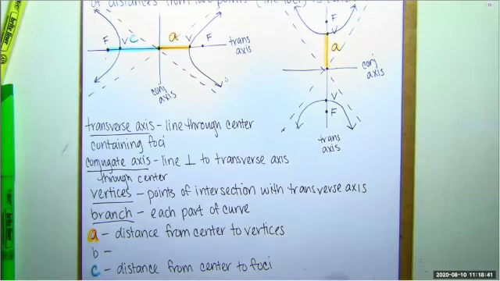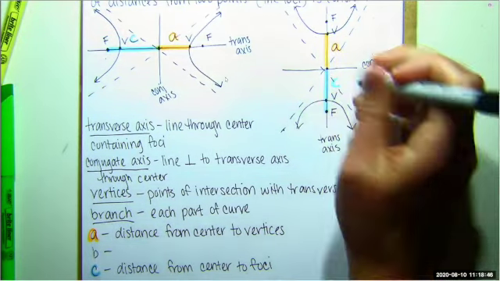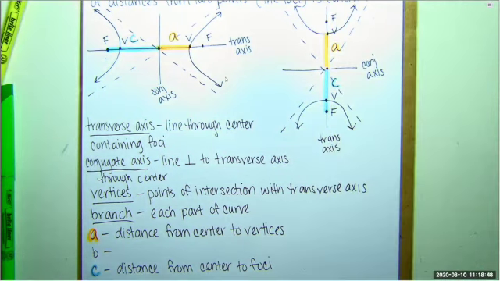So our distance from our center to our foci, that's C. That has not changed. If you go back to the first picture on the ellipse from 10.3, A and C had the exact same definition. Now B is going to be a little bit different.